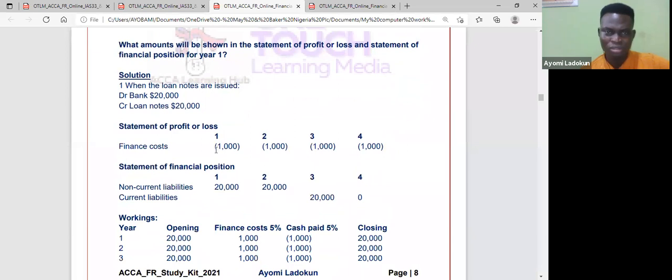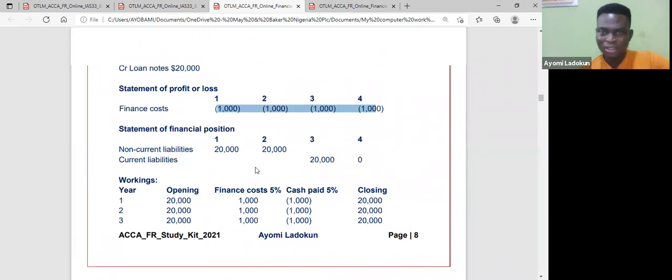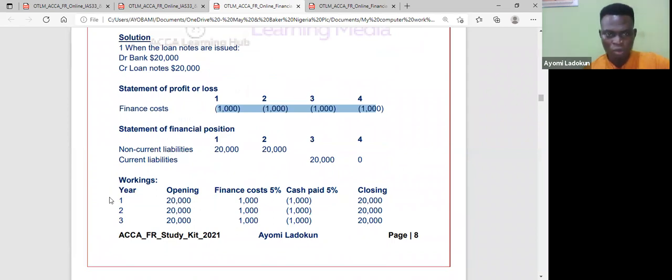Now, in your account, when the money comes in, you debit your bank because money is coming in, and you credit loan notes as a liability. So year 1, year 2, year 3, year 4, you'll be showing the interest. Okay, what's it called? The finance costs. Yeah, that's the interest. So in year 1, look at my year 1. So I'll just use this as an example. So this is my year 1.